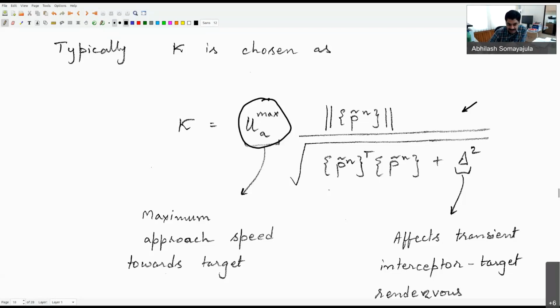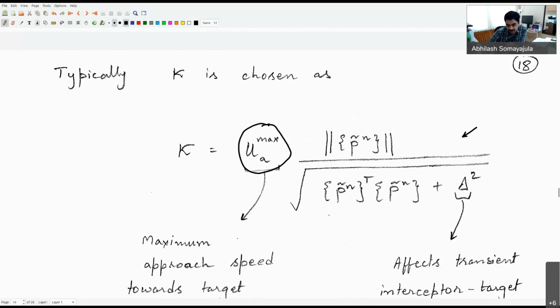But at the same time, it does scale with the error. As the error vector becomes bigger, you will see that my proportionality generally does become bigger as well. But it is limited by the saturation at UA max. My velocity can never be more than UA max. That's what I'm limiting mathematically.